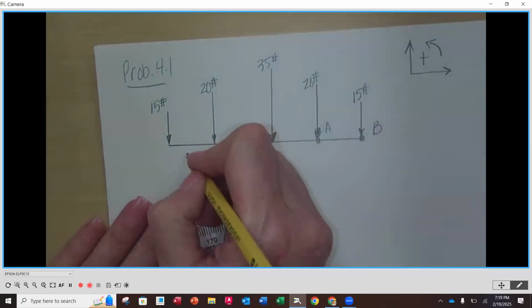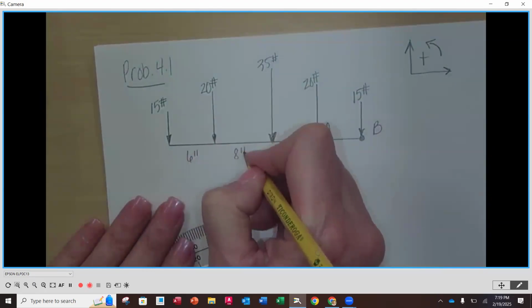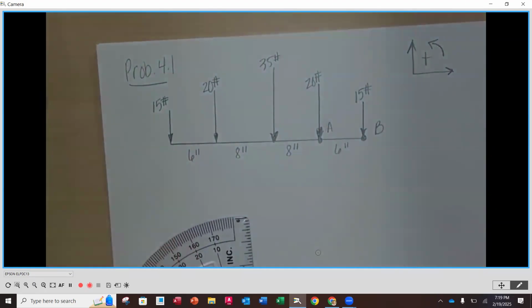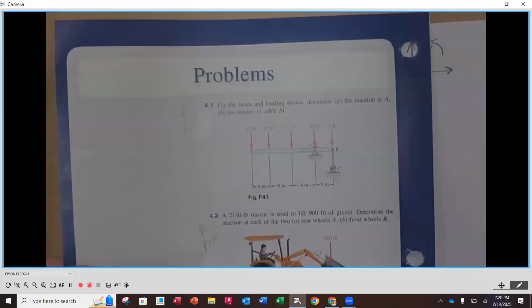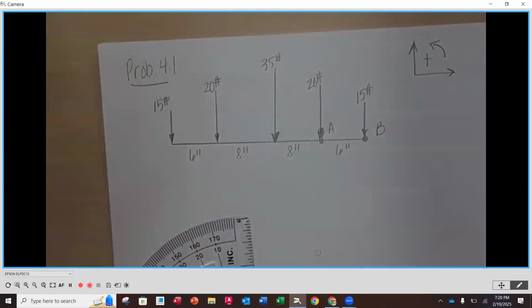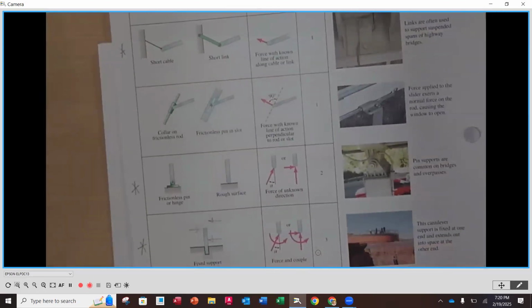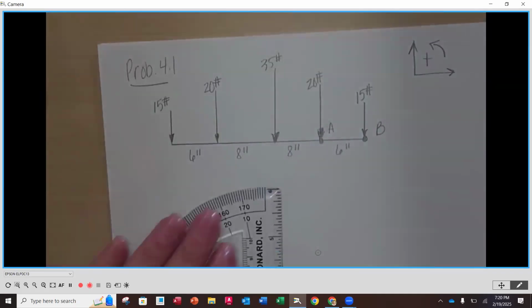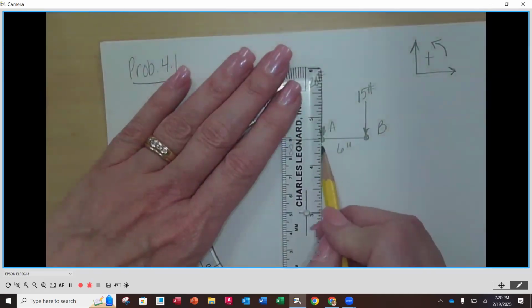Now, distances, I know this to be 6 inches, 8 inches, 8 inches, and 6 inches between. So applied loads, distances, my 2 points, A and B. Now what we're going to do is we're going to add those reactions at the supports. So A, as we know, is a pin connection. So if we look back to page 160, a pin, which is here, has two reactions, an X and a Y. So at A, we're going to show an AX and an AY.